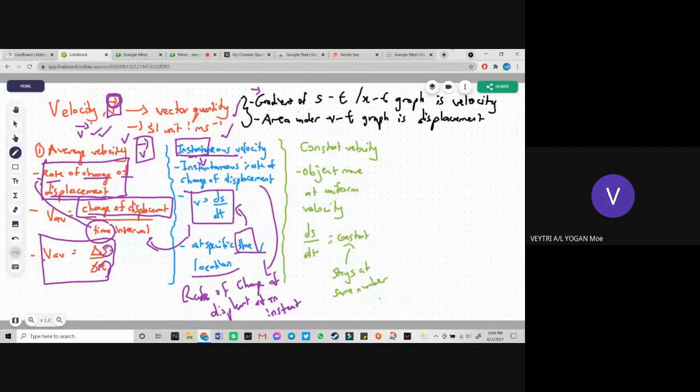Okay. Dalam 12 saat, apa jadi? So 12 will be your time. Displacement, maybe 5. So 5 bagi 12, macam tu. Okay, that is the difference.